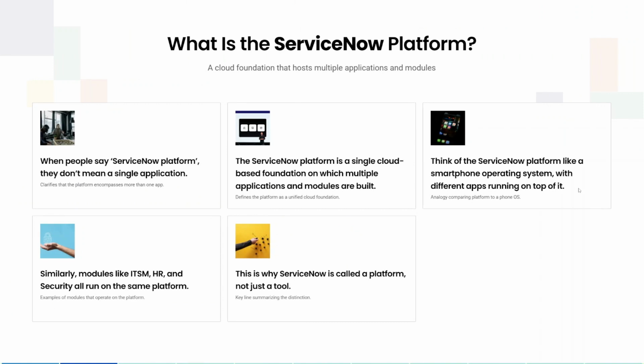When people say ServiceNow platform, they don't mean a single application. What it actually means is that ServiceNow consists of multiple applications, but within a single platform. So the ServiceNow platform is a single cloud-based foundation on which multiple applications and modules are built.